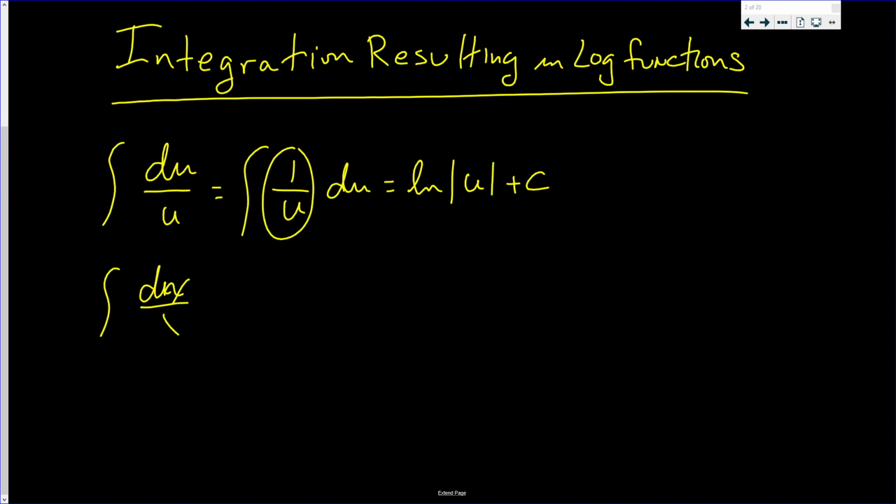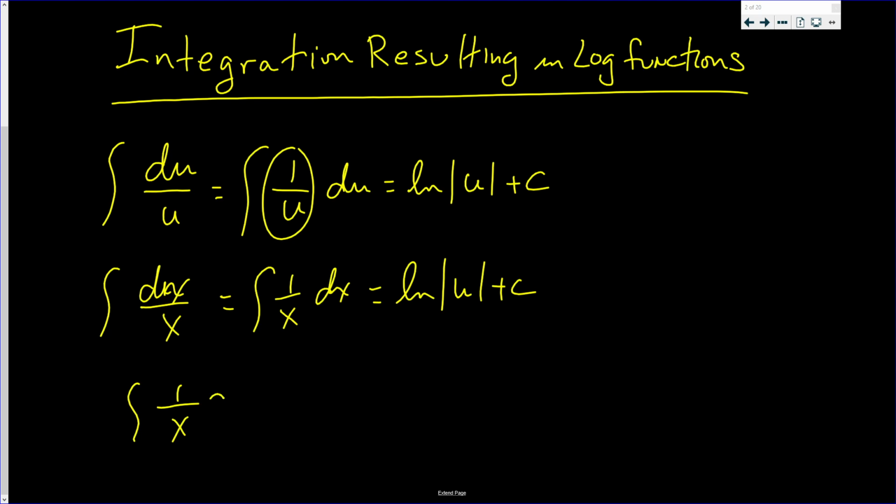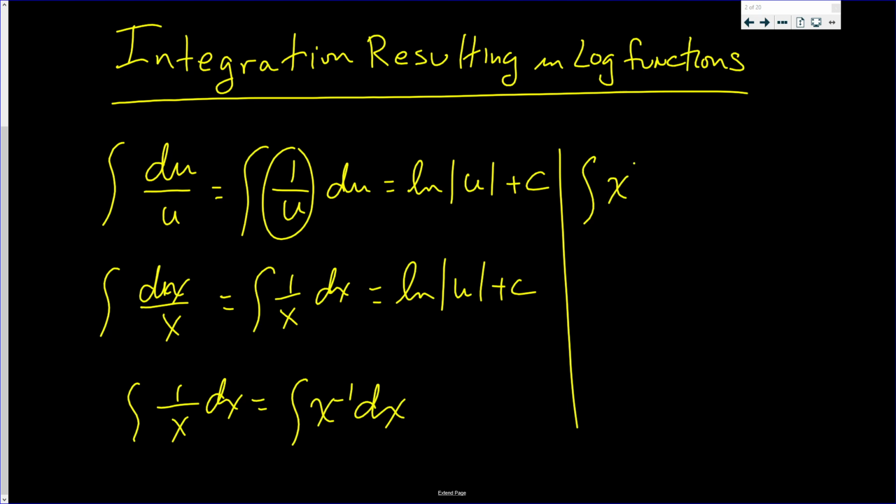If you have dx over x, which is the same as 1 over x dx, this gives you ln of the absolute value of x plus c. Now, you might want to say, wait a minute. If you have 1 over x dx, this can be written as x to the negative 1 dx, which is all true. But remember, the integral of x to the n dx is x to the n plus 1 over n plus 1 plus a constant, but we can't divide by 0. That is, n cannot be negative 1.